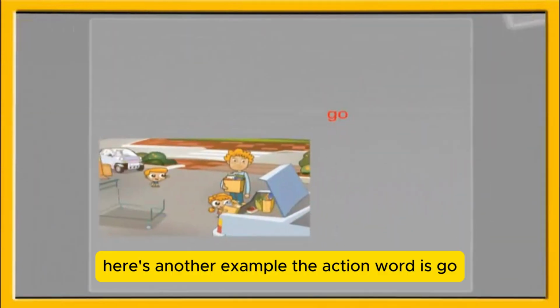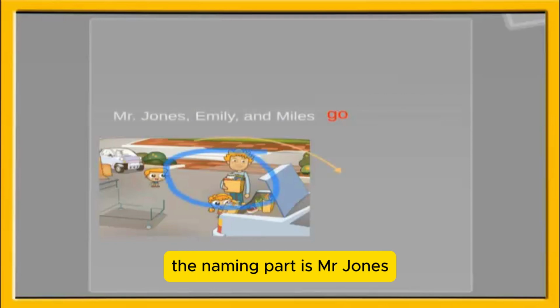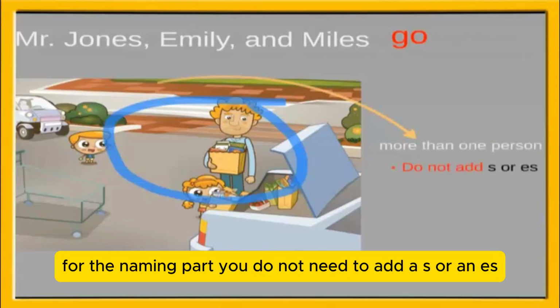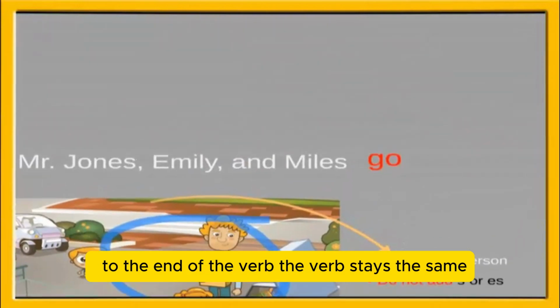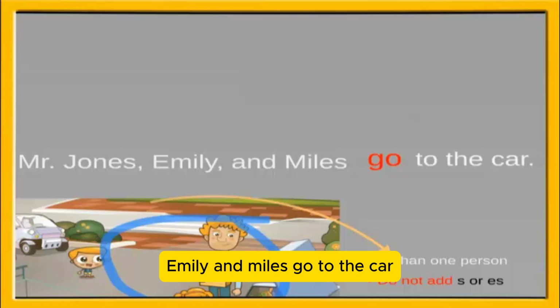Here's another example. The action word is go. Go is a verb. Here, the naming part is Mr. Jones, Emily, and Miles. Mr. Jones, Emily, and Miles do the action. Since there are 3 people, or more than one person for the naming part, you do not need to add an S or an ES to the end of the verb. The verb stays the same. So the sentence reads, Mr. Jones, Emily, and Miles go to the car.